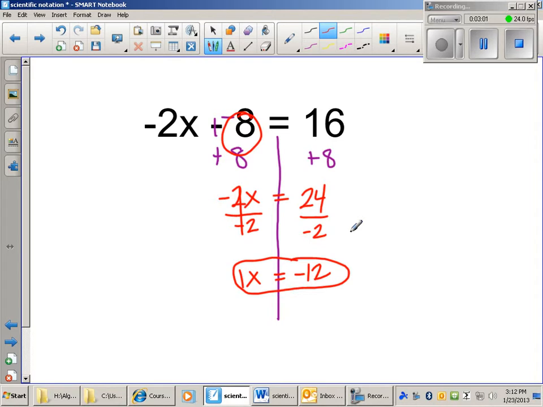Oh, this one, by the way, is very similar to your homework question number 6. So if you're having a hard time with number 6, this question is very similar to it. And we'll do one more real quick.